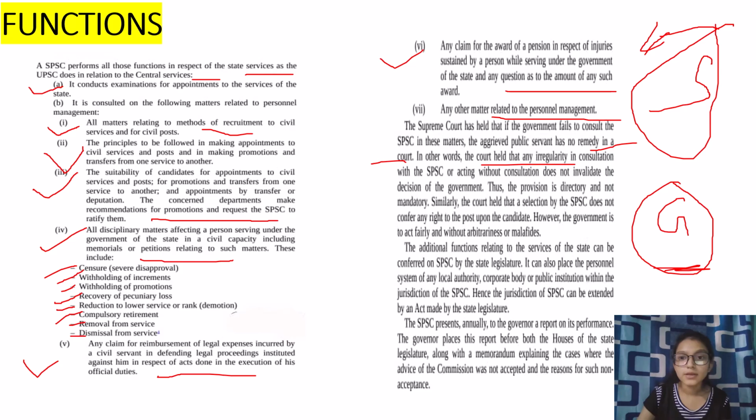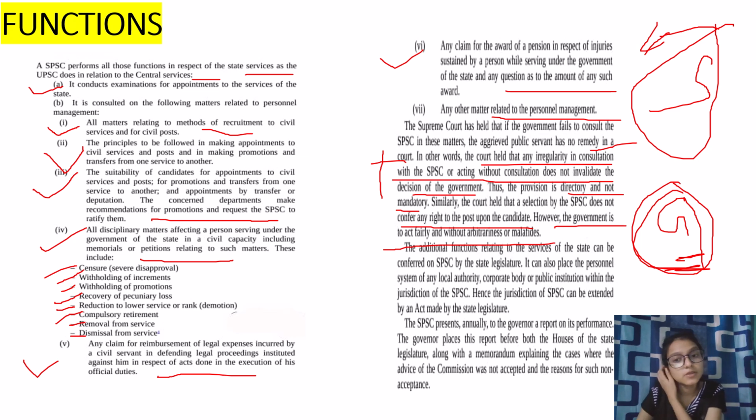In other words, the court held that any irregularity in consultation with the SPSC, or acting without consultation, does not invalidate the decision of the government. So this is what the Supreme Court has said regarding this matter: the provision is directory and not mandatory. Similarly, the court held that selection by the SPSC does not confer any right to the post upon the candidate. However, the government is to act fairly and without arbitrariness or malafide. So it is upon the government how they conduct such examinations, appointments, or transfers.